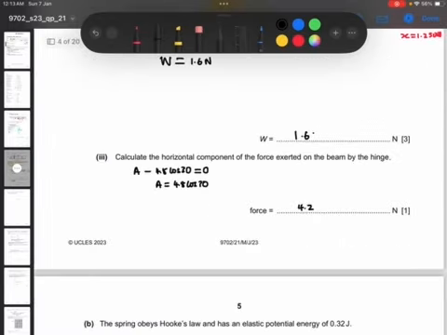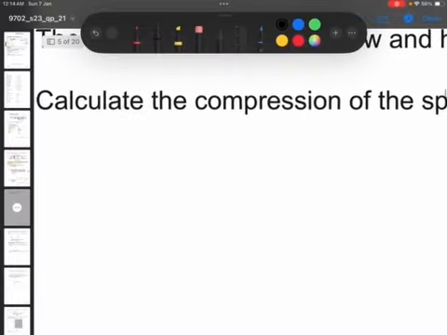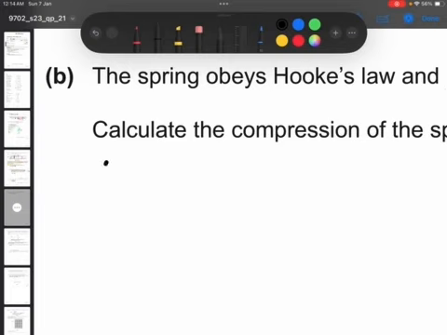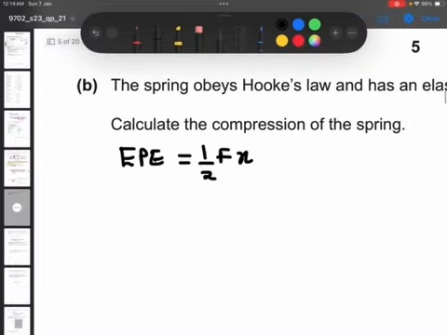So the next thing is, the spring obeys Hooke's law and has an elastic potential energy of 0.32. So that spring, which has a force of 8.2 in it, has an elastic potential energy, which it is storing, of 0.32. Calculate the compression of the spring. So we want to know how compressed the spring is. Now, we write the formula for elastic potential energy. Elastic potential energy is equal to half the force applied on a spring multiplied by the extension x or the compression x.